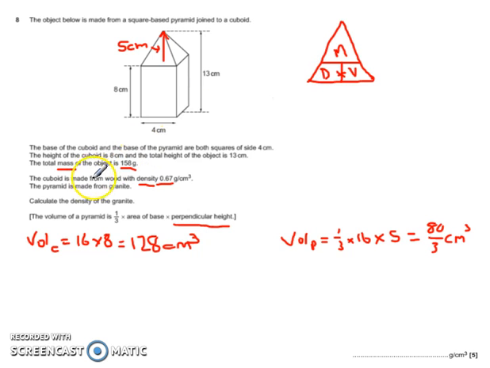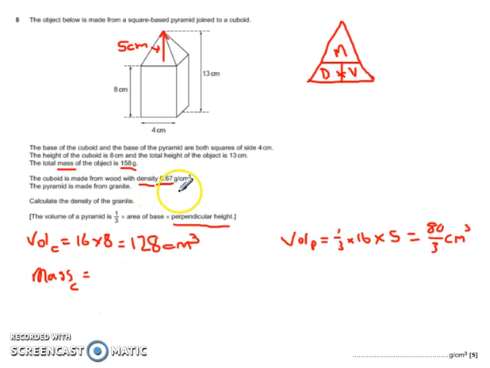Now we're told the mass of the whole object is 158 grams, and we're also told that the density of the cuboid is 0.6 grams per centimeter cubed. So what we can calculate using this bit of information and this bit of information here is the mass of the cuboid. Once we've got the mass of the cuboid, we can then calculate the mass of the pyramid by taking it away from the mass of the overall object.